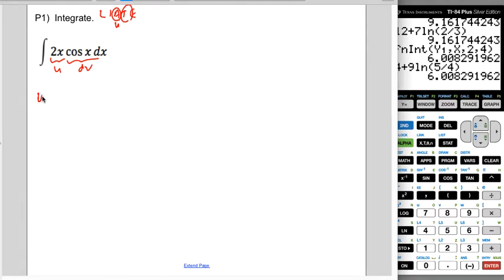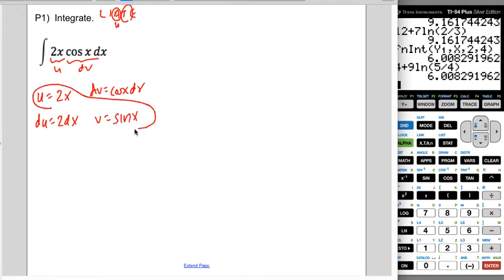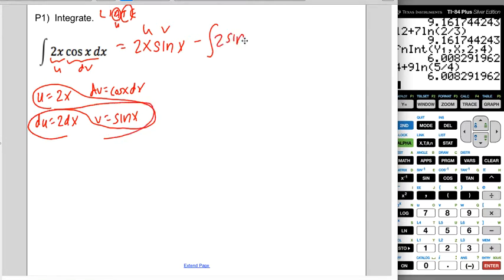So u is 2x, which means du is 2dx. dv is cosine of x dx. When you integrate cosine, you get sine. Again, this is why it's important to remember the antiderivative rules. All right, so uv, this is going to be 2x sine x, because that's my uv, minus the integral of v du, which is going to be 2 sine x dx.